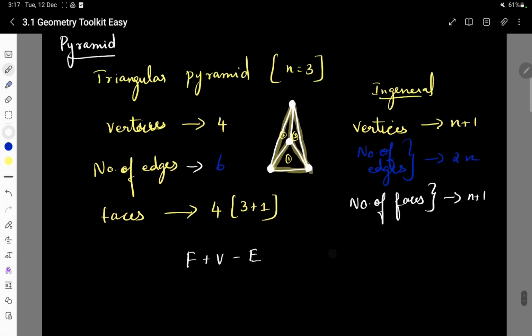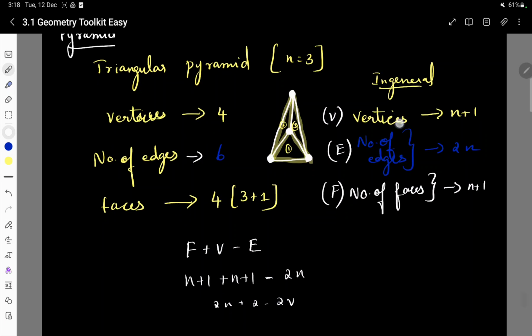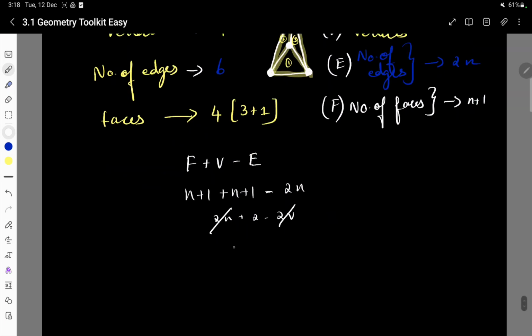So now if we count this, this will be V, this will be E, and this will be F. So it will be n plus 1, plus n plus 1 for V, minus 2n. So n plus n is 2n, plus 2, minus 2n. The 2n and minus 2n will get cancelled, and it will be equal to 2. So this is valid for both pyramid as well as prism.